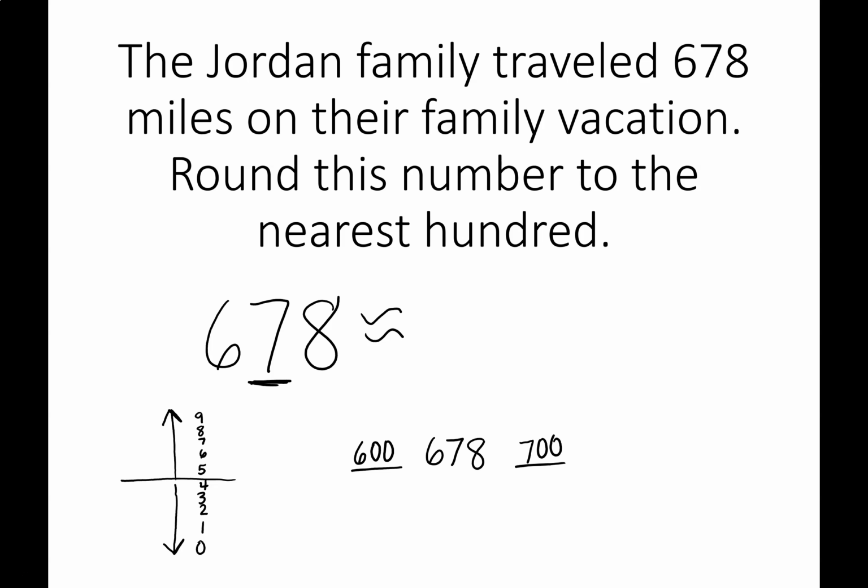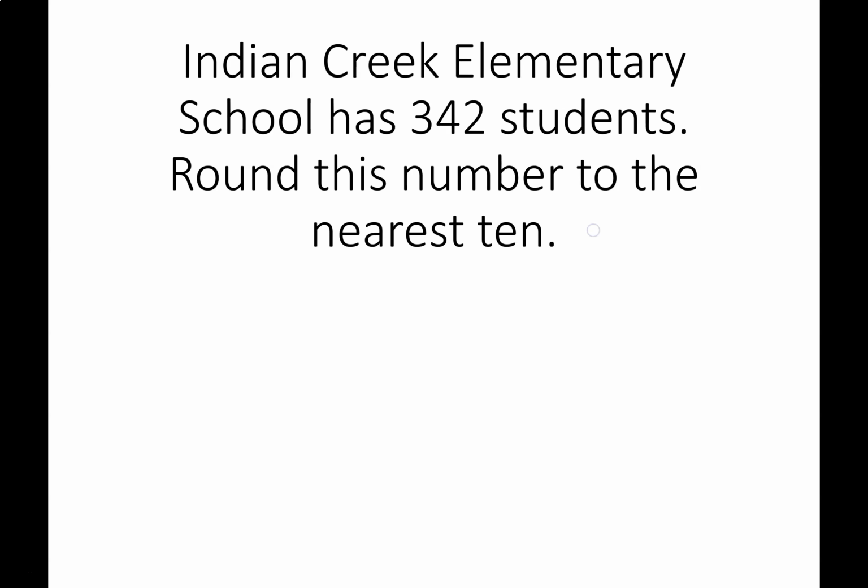So 678, if we're rounding up, that means we're going to round to the bigger 100, which is 700. So 678 rounds up to 700. Let's move on to the next one. Indian Creek Elementary School, that place sounds familiar, has 342 students. Round this number to the nearest 10.